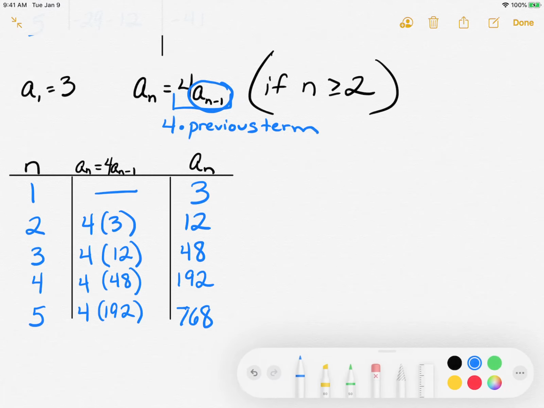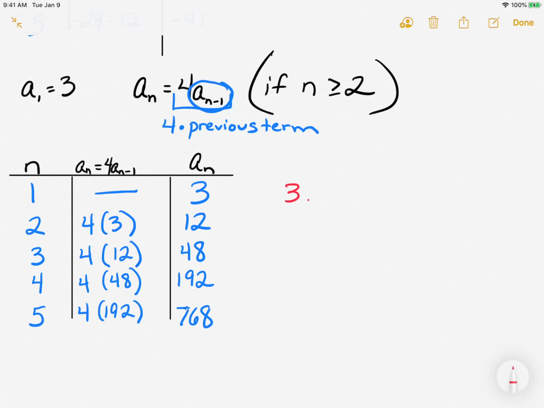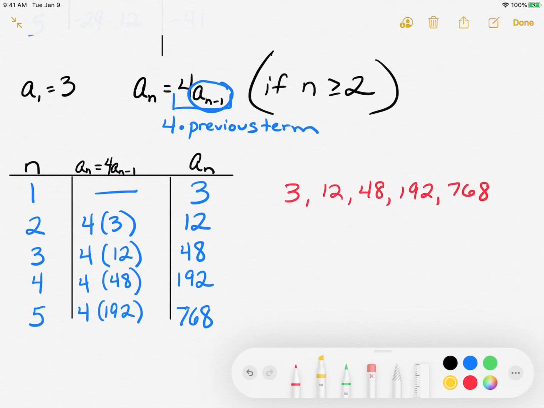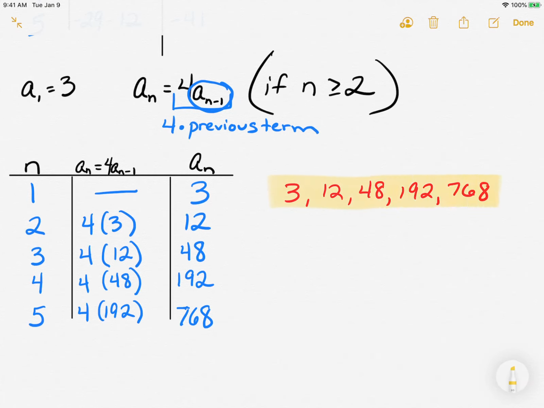So our first 5 terms are 3, 12. Is this geometric, arithmetic, or neither? Geometric. That's geometric, and the constant we're multiplying by every time is 4.